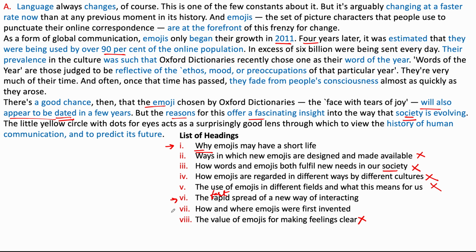How and where emojis were invented. Actually, there is no mention of how and where emojis were invented. There is a mention of when they began their growth, which means when they started becoming popular. So, although there is a mention of a year when they began their growth, there are no details of how and where they were first invented. So, the two probable answers are first and sixth. Since the why part isn't clearly explained in section A, one is not a suitable option.